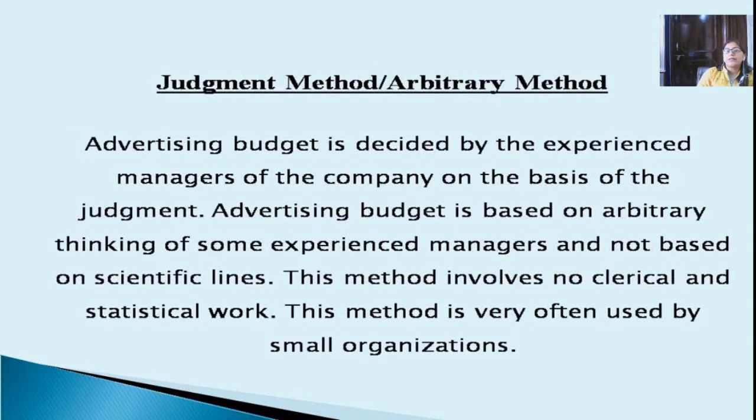Next is judgment method or arbitrary method. In judgment method, the advertising budget is decided by the experienced managers of the company on the basis of their judgment. So here we are taking top management to decide what the advertising budget should be. They decide not on scientific lines but according to their judgment, what amount should be spent on advertising.